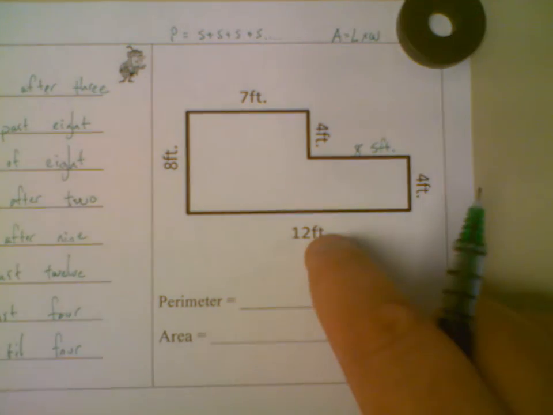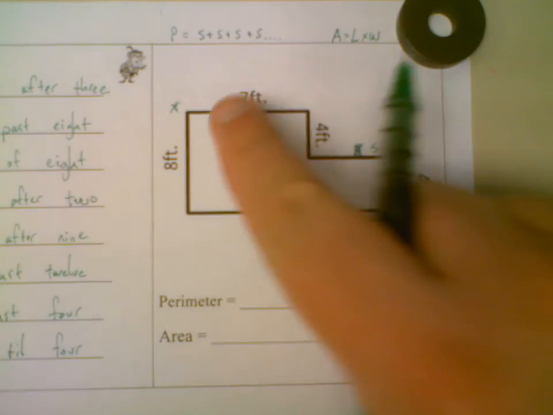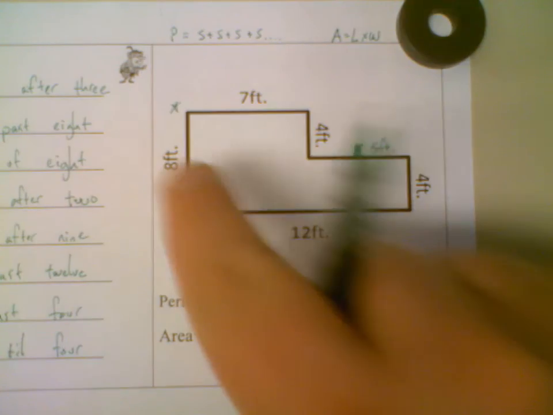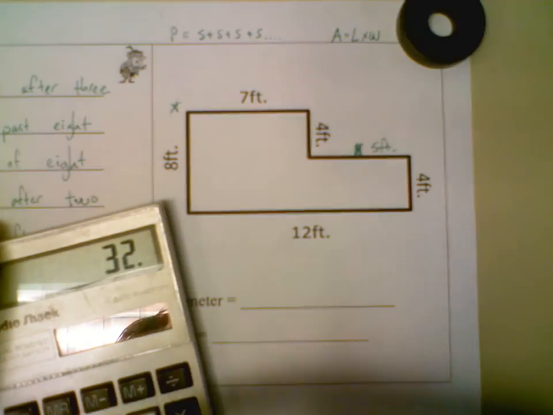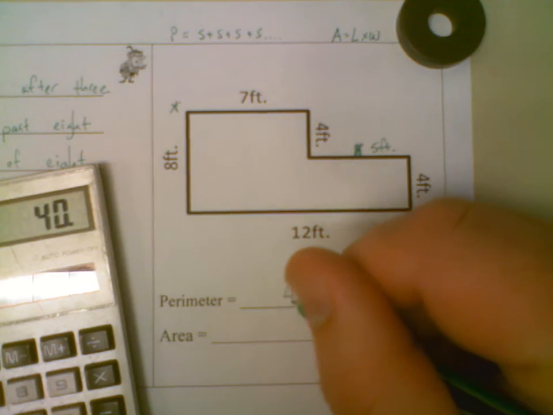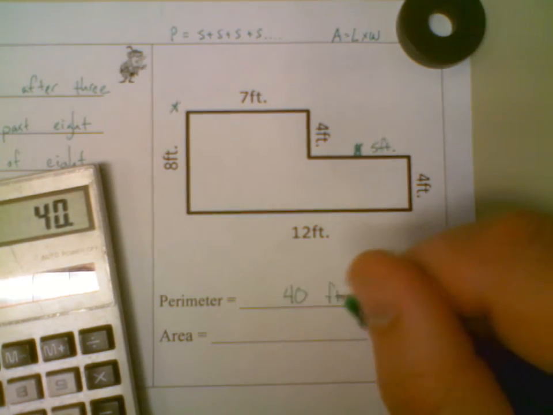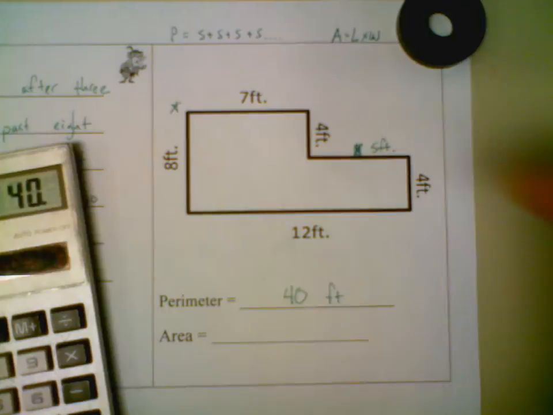This is 4, this is 12, this is 8. We know them all, okay? What's a little symbol to put in? I like using a star. So I can start here, work my way around, add them all up. All right, 7 plus 4 plus 5 plus 4 plus 12 plus 8. If you don't believe me, type it in twice. It's a good thing to do. 40 feet. Now that's just the length around, so it's like one long string that goes around, 40 feet, okay?